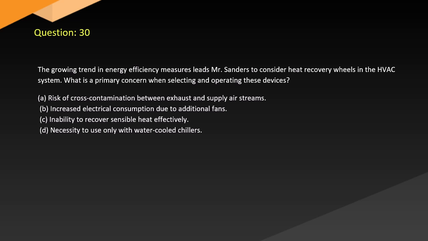Question 30. The growing trend in energy efficiency measures leads Ister-Sanders to consider heat recovery wheels in the HVAC system. What is a primary concern when selecting and operating these devices? A. Risk of cross-contamination between exhaust and supply air streams. B. Increased electrical consumption due to additional fans. C. Inability to recover sensible heat effectively. D. Necessity to use only with water-cooled chillers.